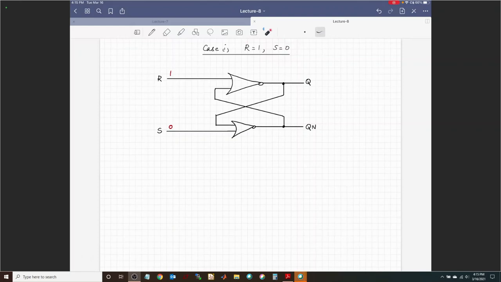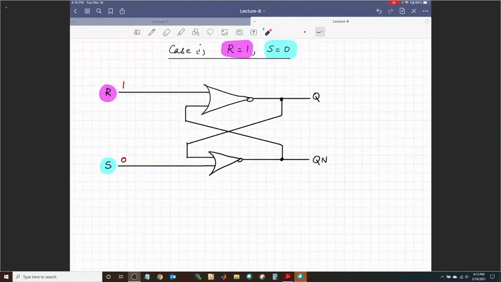Another thing that I want to find out is, will I be able to store this or not? So when R is 1 is connected here, and S is 0 is connected here. So I have made R 1, S is 0. Can you tell me right away what is Q? All right, Q is zero. Why is Q zero? Because R is one, right? One of the inputs of the NOR gate was one. And if I know one of the inputs, I don't need to wait for the second input to come in. I can tell you directly that the output is going to be zero.